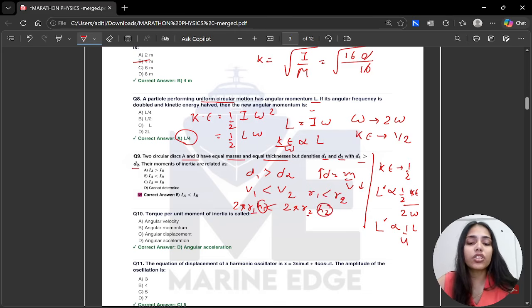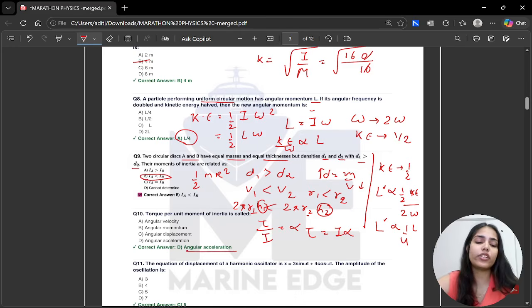And what is the moment of inertia of a disk? Moment of inertia of a disk is 1 by 2 mr square, right? Mass in both the cases are same. So if R1 is less than R2, IA will be less than IB, correct? Now, moving on, torque per unit of moment of inertia. So torque per unit I, what is it called? We know that torque is equals to I alpha, right? So torque per unit I will be alpha, that is angular acceleration.